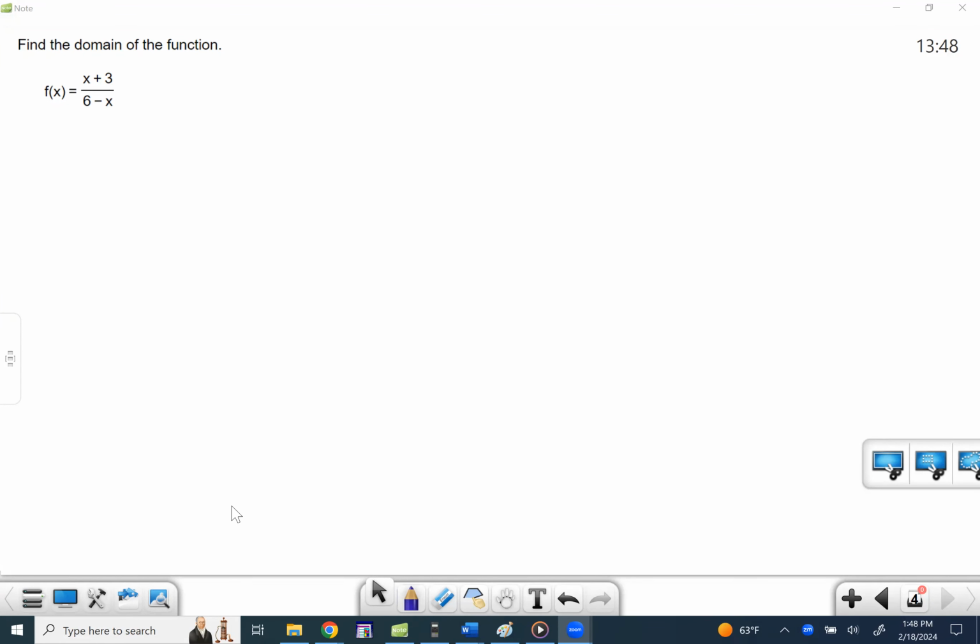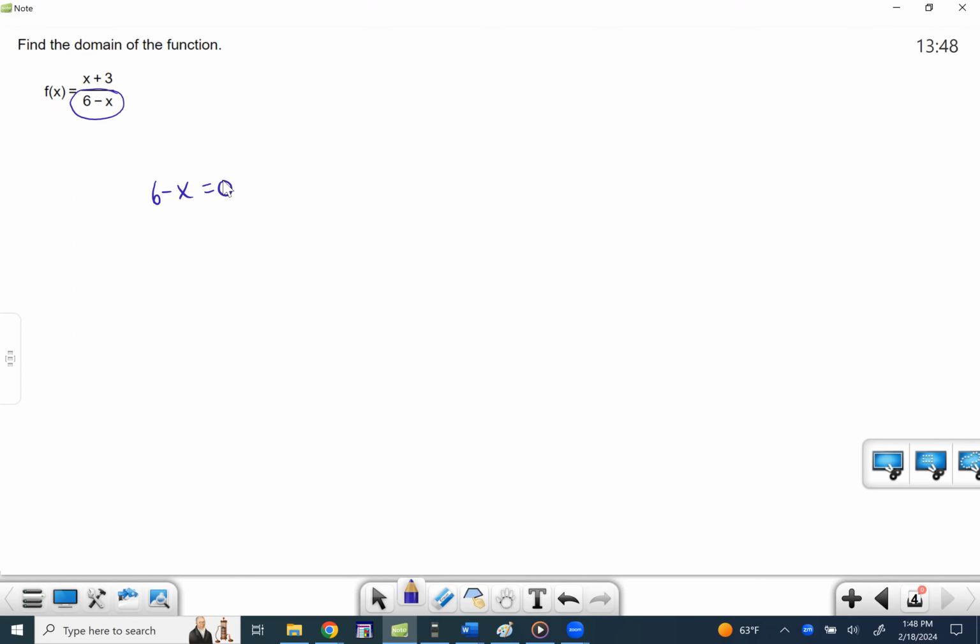Okay, so let's take a look at number 17, where we find the domain of the function. To find the domain of the function, we always set the denominator equal to 0. So we're going to take the 6 minus x, and we're going to set it equal to 0.